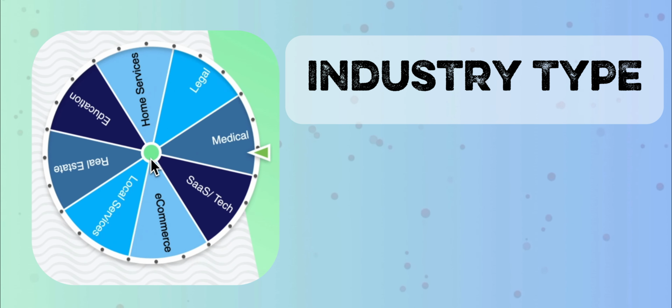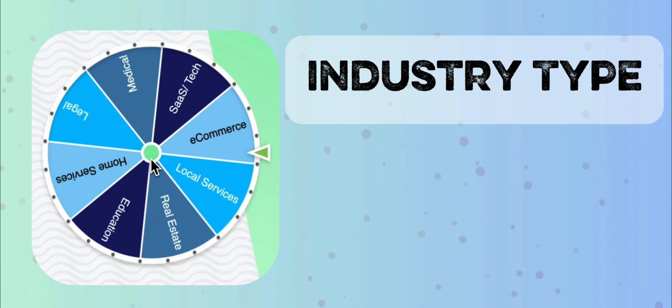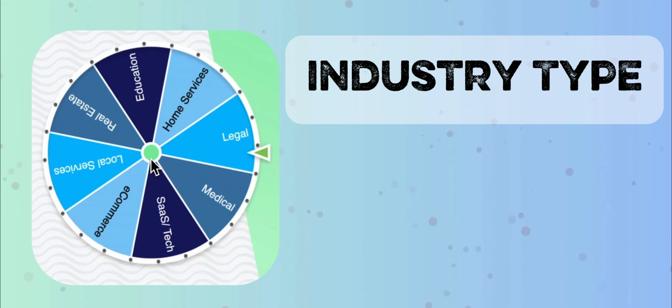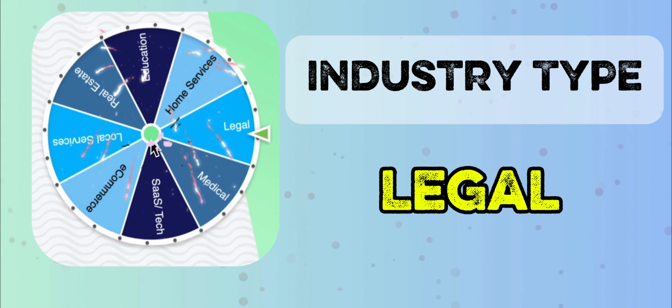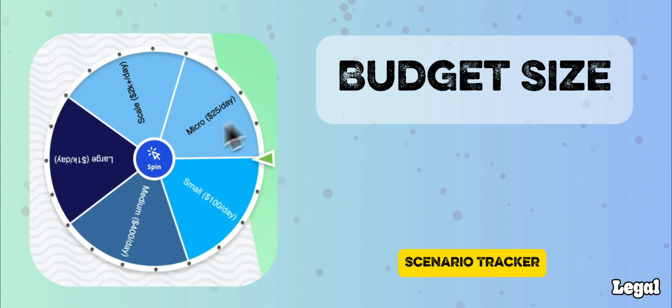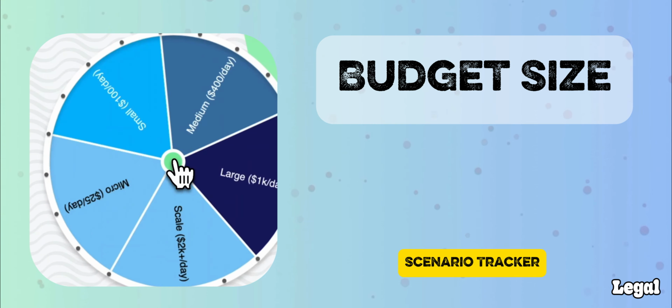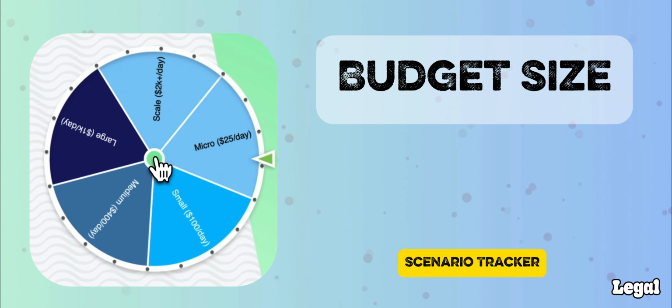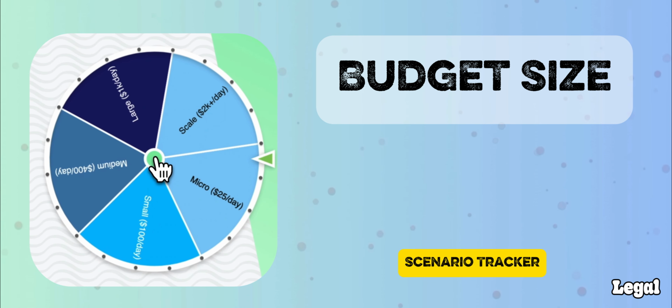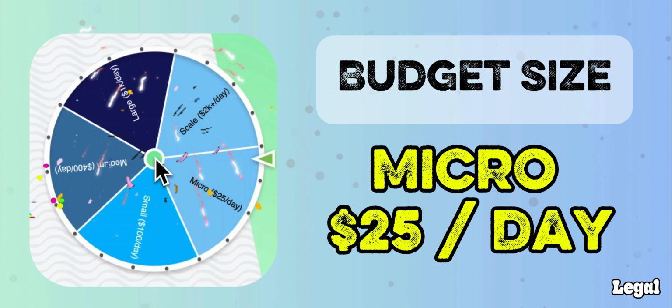I am spinning the wheel for a random Google Ads scenario, and my goal is to build a campaign with best practices around it. Starting off hot with legal as the industry type, I'm hoping we can get a budget of at least $100 a day, and of course not, we're at $25 a day.